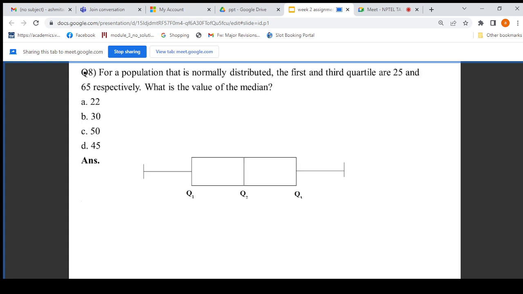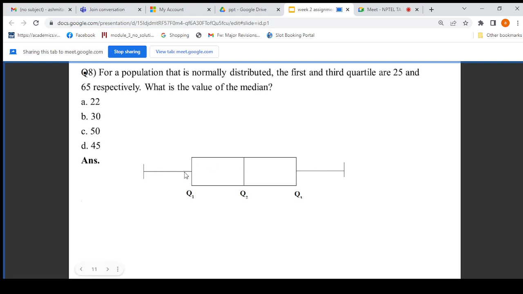So for a population that is normally distributed, the first and the third quartile are 25 and 65. What is the value of the median? Can anyone tell me what type of plot this is? Any idea? Box is there. Okay. So what is this point, this one and this one?